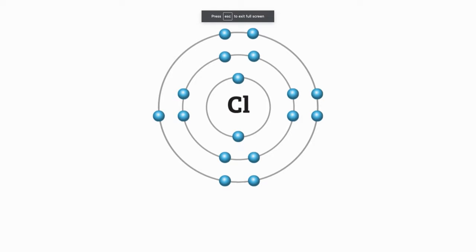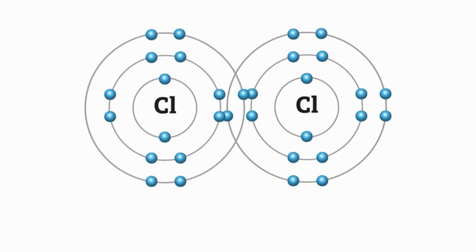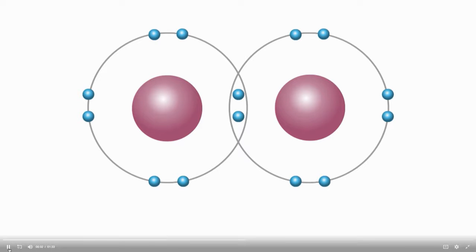This chlorine atom has 17 electrons in 3 electron shells. The outermost shell contains 7 valence electrons. One chlorine atom can obtain a full octet by forming a covalent bond with another chlorine atom. To better show what's happening with the valence electrons, we'll condense the nucleus and core electrons of the atoms into a central sphere. When the single covalent bond is formed, 2 chlorine atoms have become a chlorine molecule.